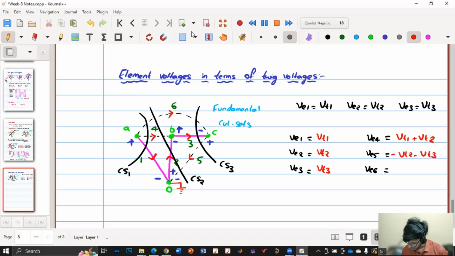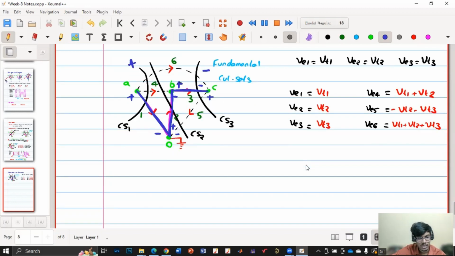Similarly, for VE6, we'll have VT1 plus VT2 plus VT3. I'll explain why. We are going from A to C, and we have to consider only the twig path. So this is one path, this is another path, and this is the other path. For VE6, this side is positive, this side is negative. Going from C to B is an increment in the potential, then B to O an increment, then O to A an increment. So from C to A we have three increments in the potential, so VE6 is VT1 plus VT2 plus VT3. Is this clear?